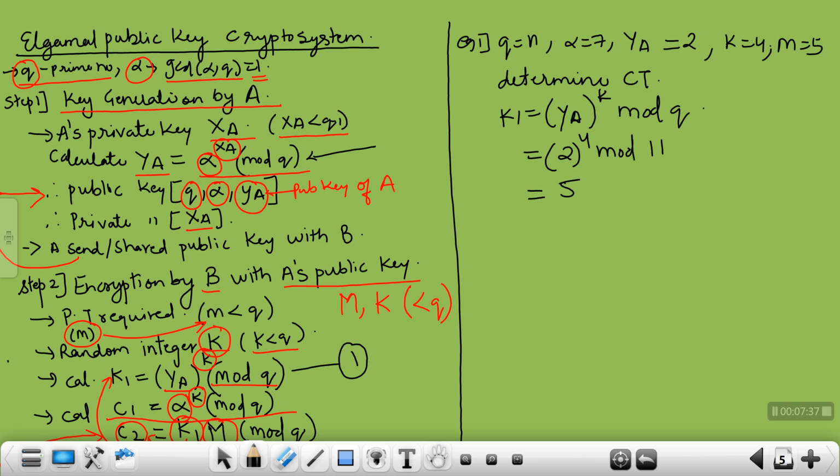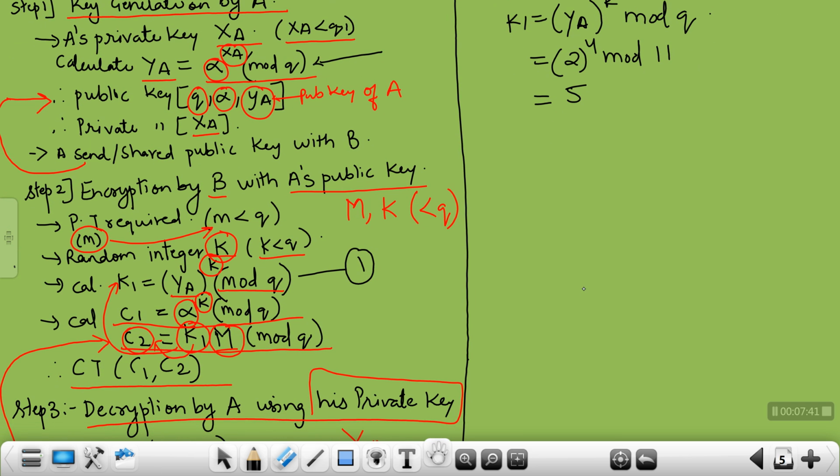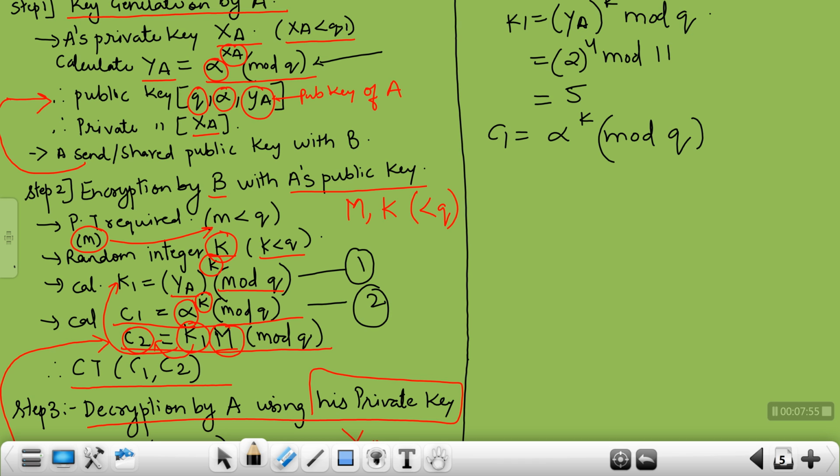Now we need to find out the value of C1. C1 is nothing but alpha raised to K, mod of Q. So this is the formula we are taking, formula number 2. The alpha value is already given to you as 7.